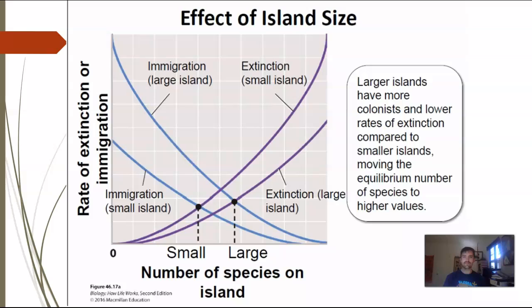And we're gonna talk more about that, but you can see in this graph, larger islands have more colonists and lower rates of extinction compared to smaller islands. So if you see the small islands or large islands, the extinction goes up a lot as the island gets smaller. So basically what you see here is that as more species move in, usually the extinction rate goes up because they take the places of species that already live there. And the bigger islands that are closer are more adapted to this. But if they're small and far away, the rate of extinction goes up quite a bit.